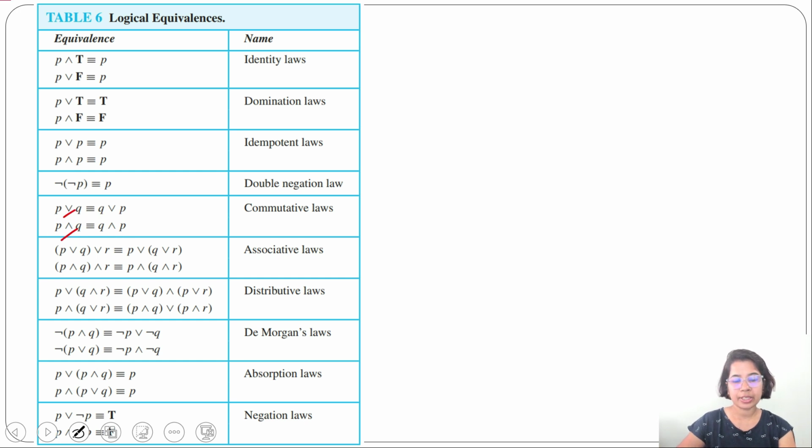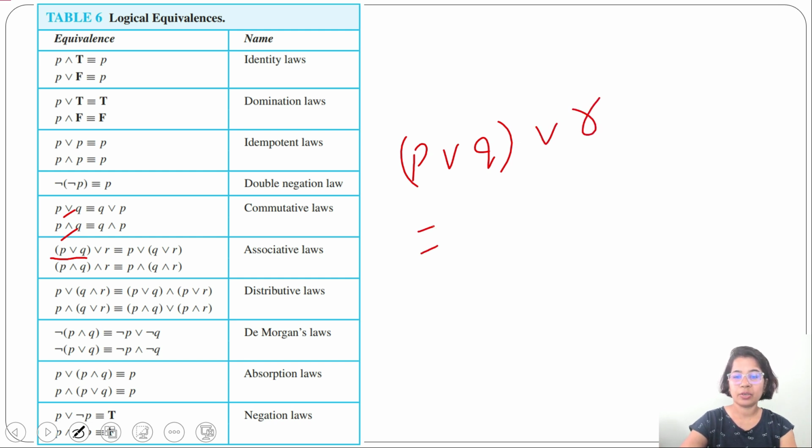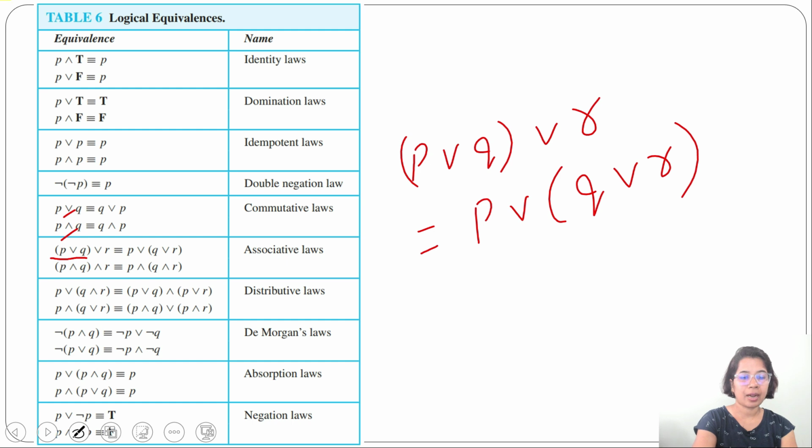Next is associative law. P or (Q or R) is equivalent to (P or Q) or R. We are just shifting the bracket. Initially the bracket was with P or Q. Now the bracket is with Q or R. So both are equivalent. Even for and, P and (Q and R) is equivalent to (P and Q) and R. You can check this by truth table.